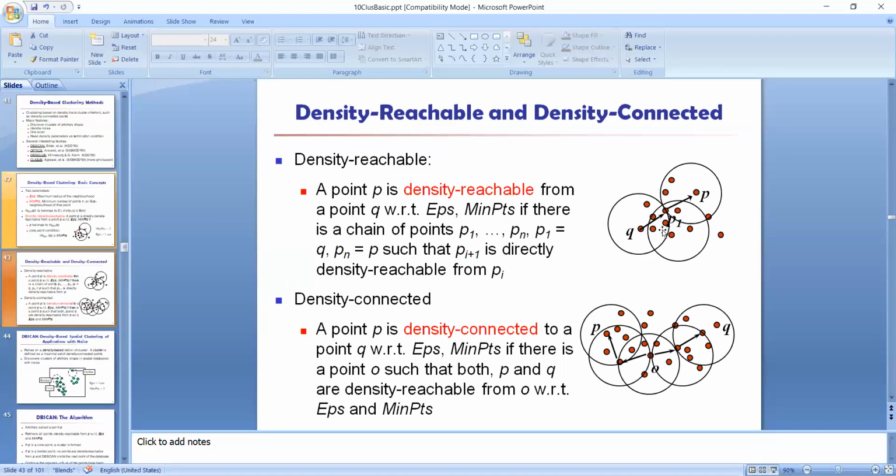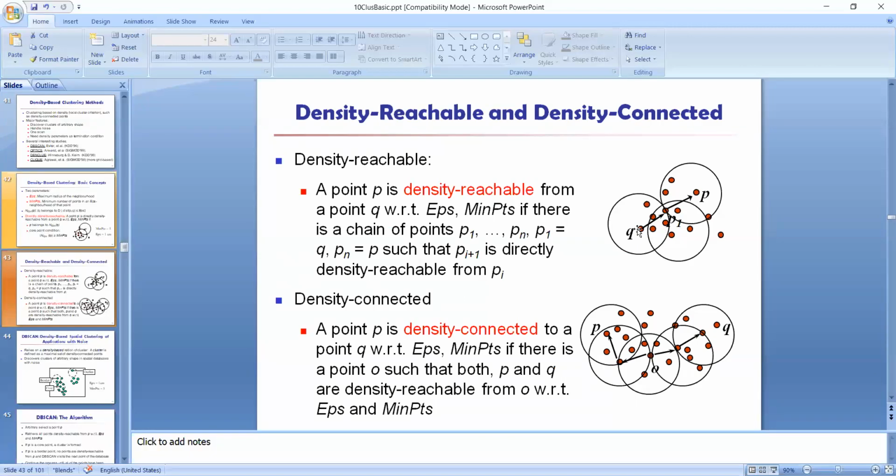So in this example, we can see Q. First we need to check whether Q is a core point or not. Within epsilon equal to 1 centimeter, we can draw a circle like this. Within that Q neighborhood, 1, 2, 3, 4, 5 points are there. That means Q is a core point, so the first condition is satisfied. Second condition: whether P is reachable from Q.